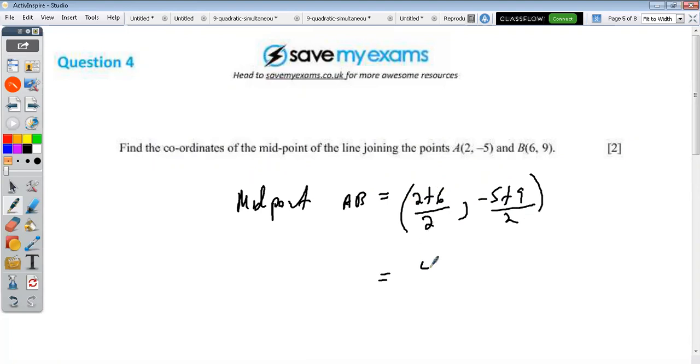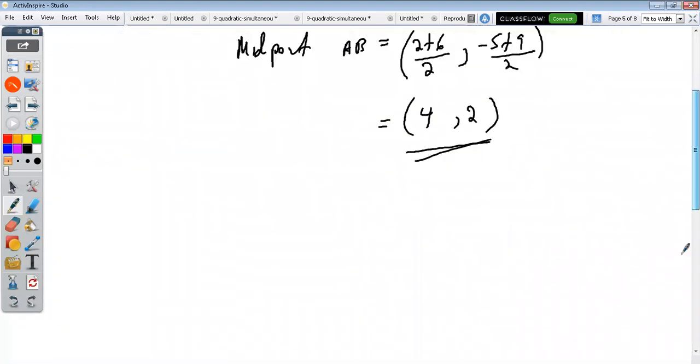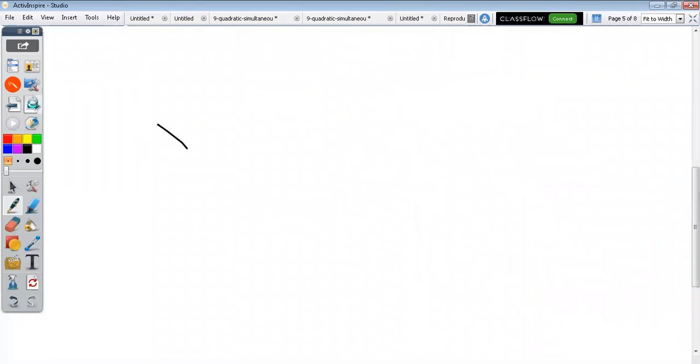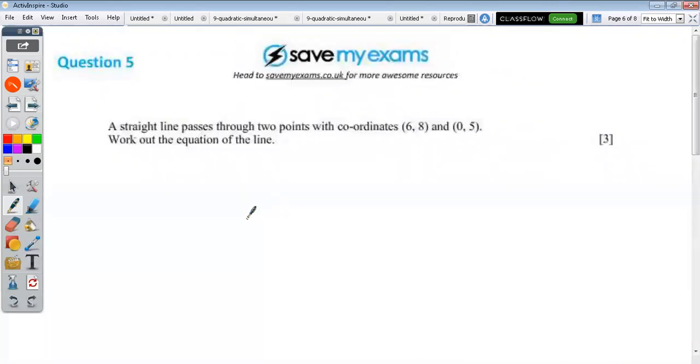8 divided by 2 is 4, and 4 divided by 2 gives you 2. You can use your calculator. So the midpoint is (4, 2). Is that clear? Yes, sir.